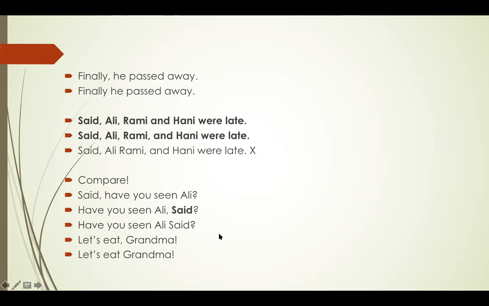Have you seen Ali Saeed? Have you seen Ali Saeed? Ali Saeed is one person. You're asking somebody not mentioned here about a person named Ali Saeed.